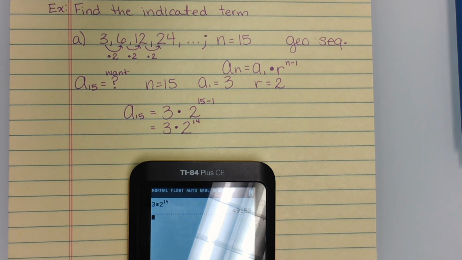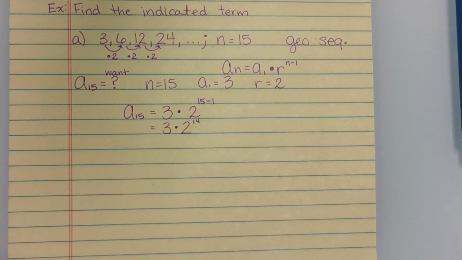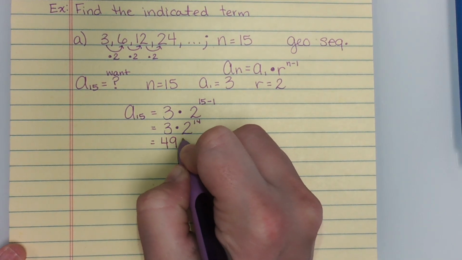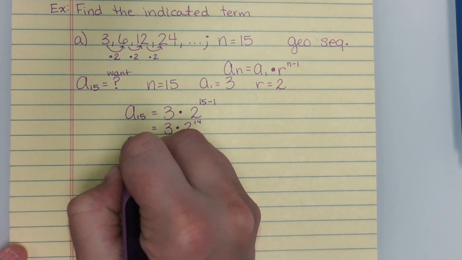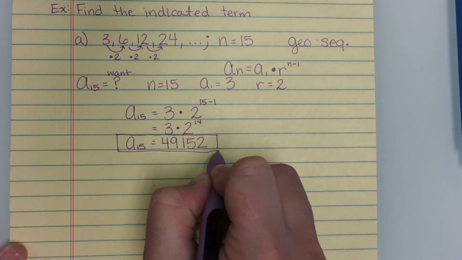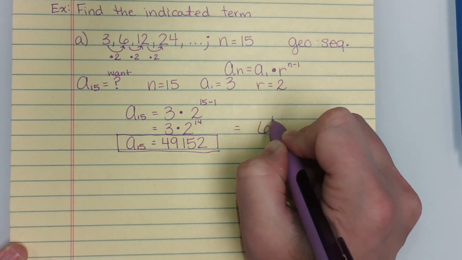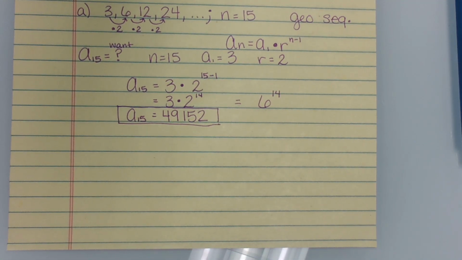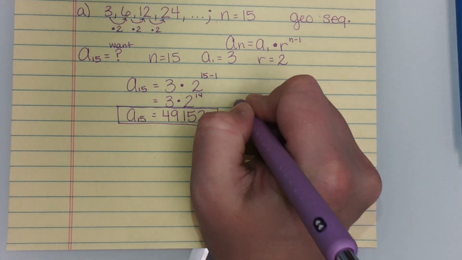I got 49,152. And that's what you should have gotten. Now be careful when you do this. One very common error that I see people do is this. They put 6 to the power of 14 in their calculator. Is 3 times 2 to the power of 14 equivalent to 6 to the power of 14? No, order of operations, the exponent would have to go first. These are not equivalent.